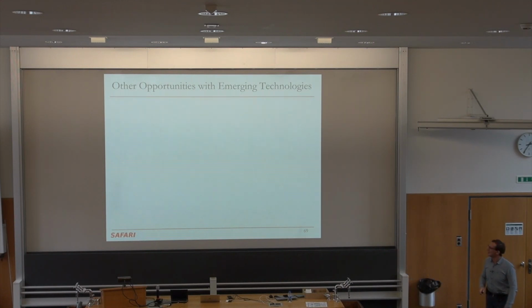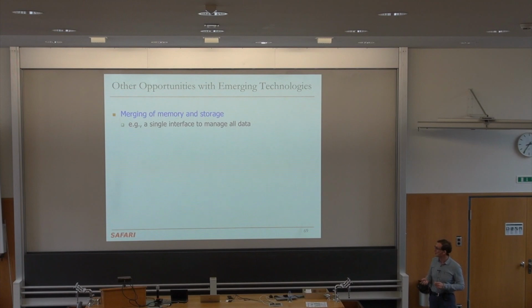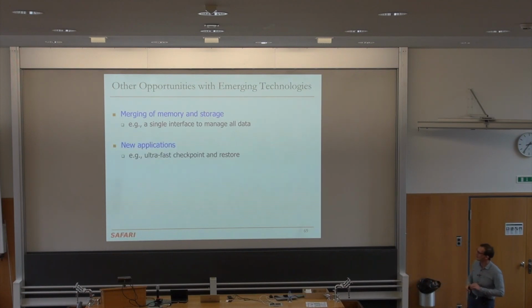But there are a bunch of other opportunities with emerging technologies other than replacing DRAM. I think there's a lot more, and we're going to talk about one of them over here. One is merging of memory and storage. Basically, can we have a single interface to manage all data as opposed to the different interfaces that we have today? I think this is fascinating. In my opinion, this needs to be done, maybe even with the flash technology, but we can talk about it.